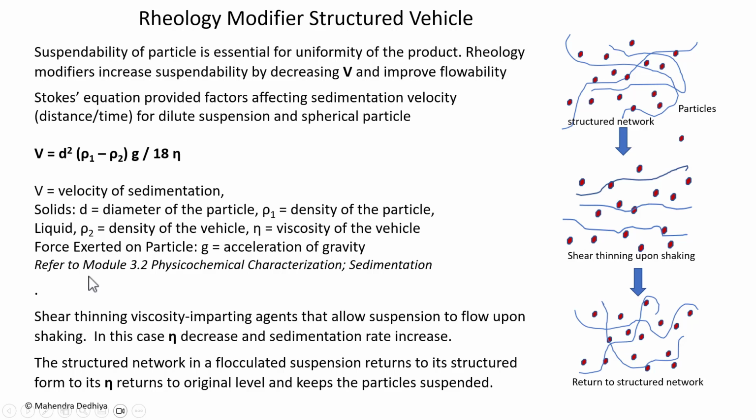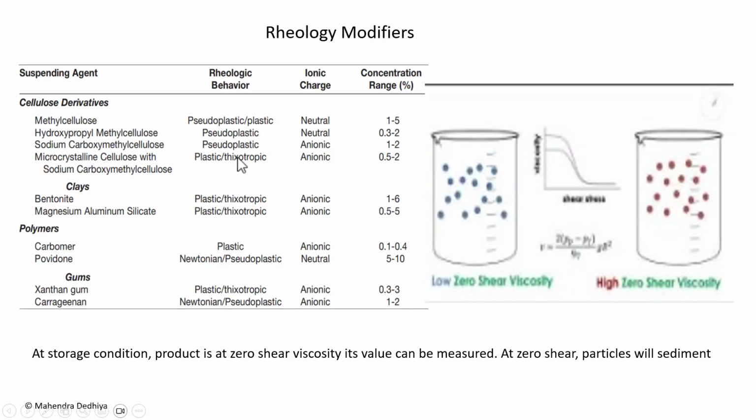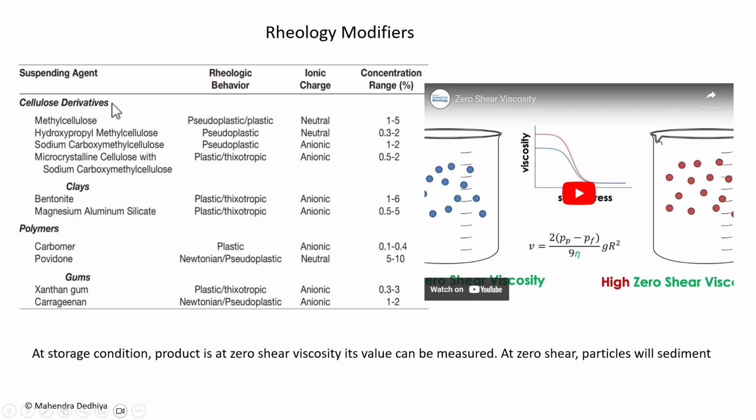Readers are requested to refer to Module 3.2, Physicochemical Characterization, Sedimentation. Examples of rheological modifiers are cellulosic derivatives, clays, polymers, acrylic polymers, polyvinylpyrrolidone, and gums.